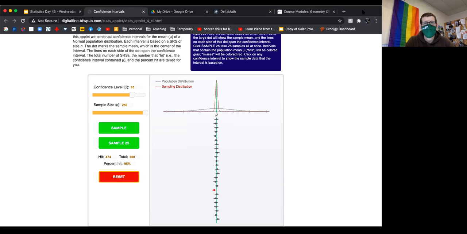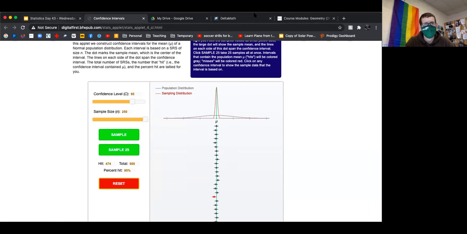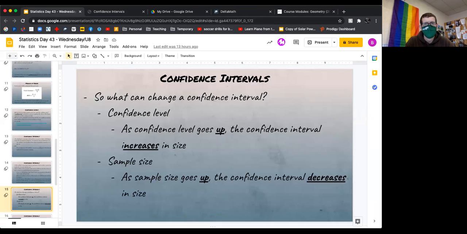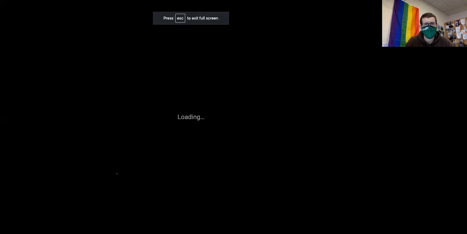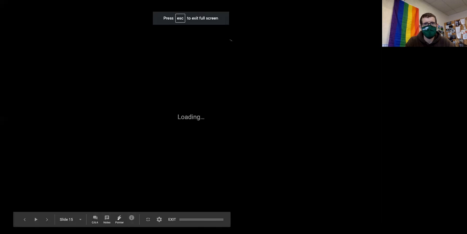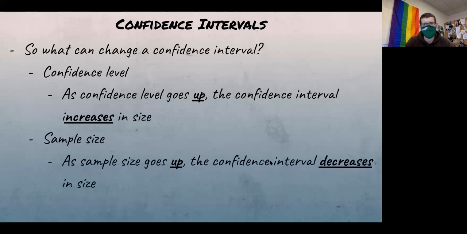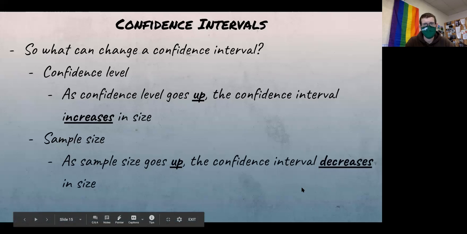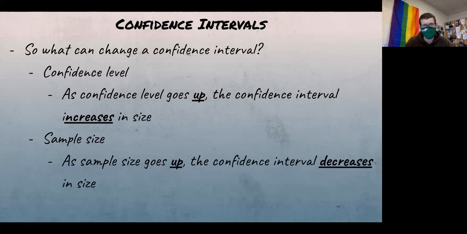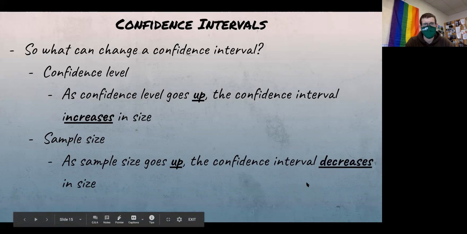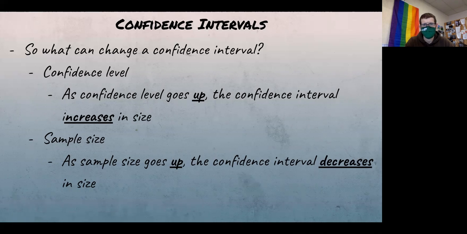So there we go. And we're going to see in calculations how this works. So today it's just a conceptual overview of confidence intervals. All right. And there you go. Sample size goes up, confidence interval decreases in size. Confidence level goes up, confidence interval increases in size. So confidence level and interval are directly proportional.